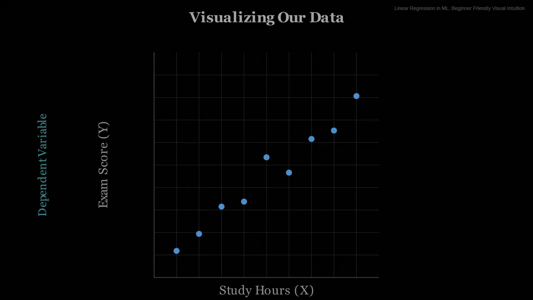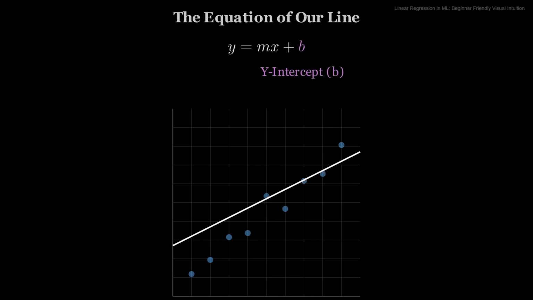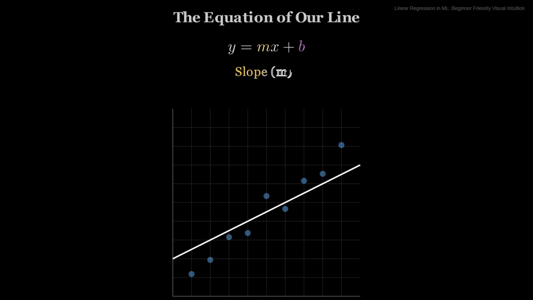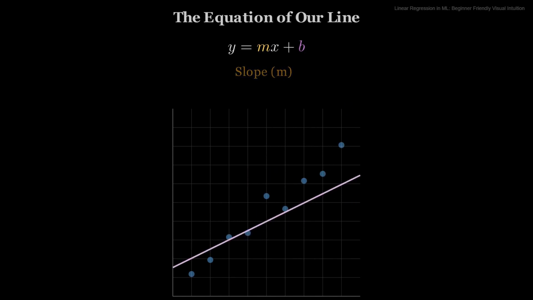Our task now is to find a single straight line that best captures the general relationship among these scattered points. Every straight line on a graph can be described by a simple equation, y equals m times x plus b. Here, y is our predicted exam score, and x is the study hours. The b value is the y-intercept, which is where our line crosses the vertical y-axis when study hours are 0. It effectively shifts the entire line up or down. The m value represents the slope of the line, telling us how steep it is. A positive slope means as study hours increase, exam scores tend to increase. Our goal in linear regression is to find the perfect m and b values that make our line fit the data as closely as possible.